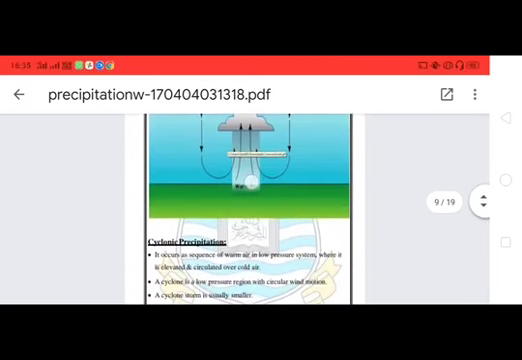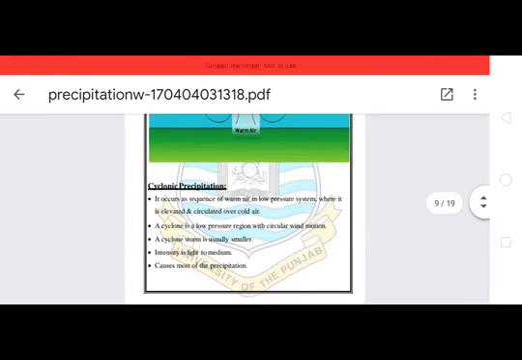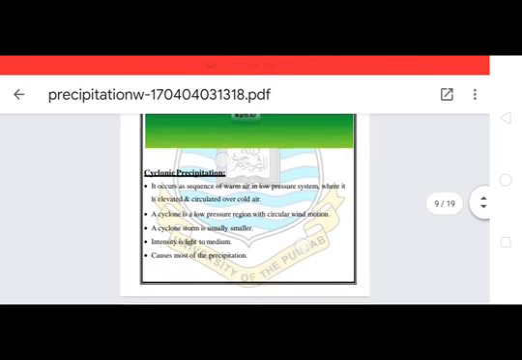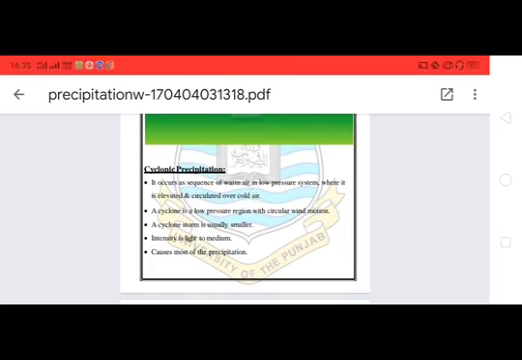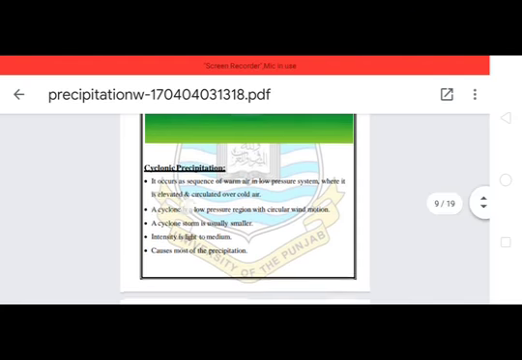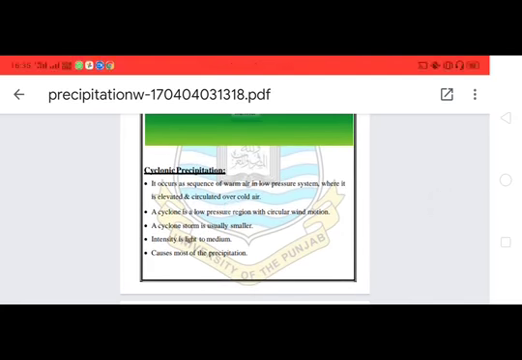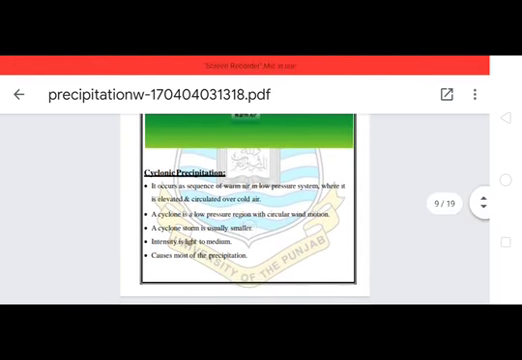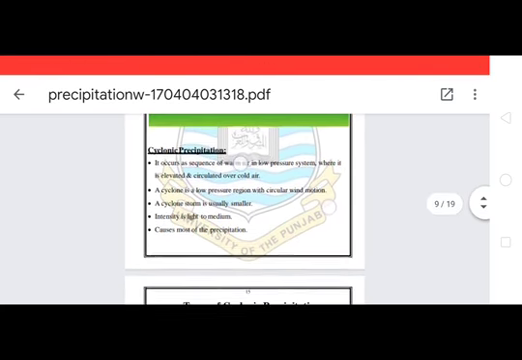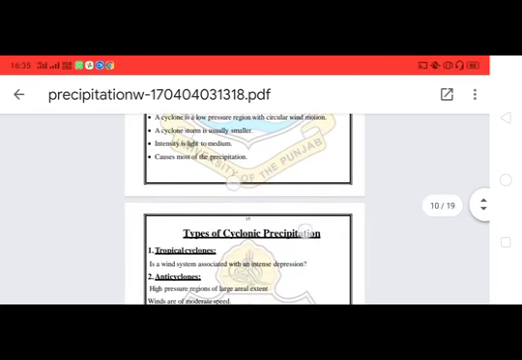Okay, the next point to be discussed is cyclonic precipitation. It occurs as a sequence of warm air in a low pressure system, where it is elevated and circulated over cold air. A cyclone is a lower pressure region with circular wind motion. A cyclonic storm is usually smaller. Intensity is light to medium. It causes most of the precipitation. It is the common cause behind most precipitation.